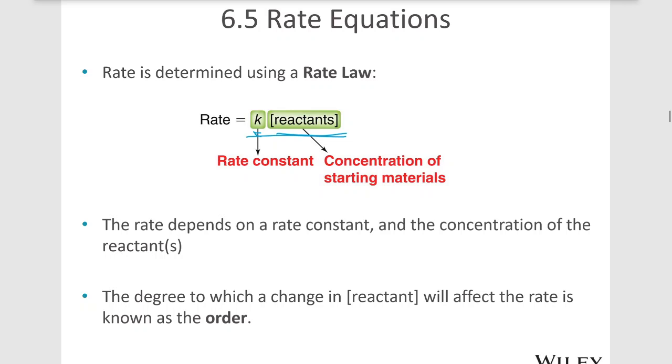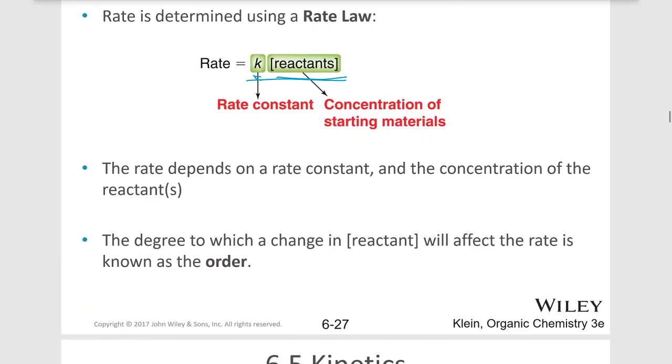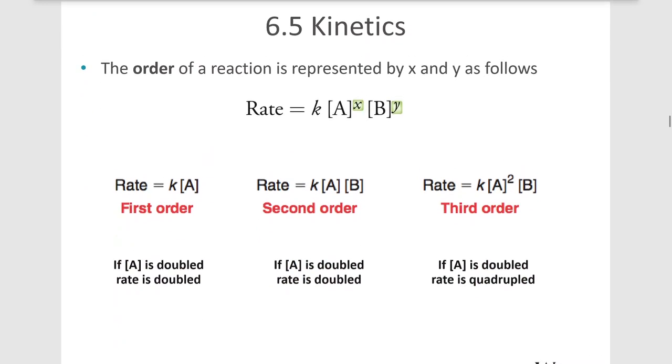So the degree to which a change in reactant will affect the rate is known as the order. Okay, so let's look at what that means. The order of a reaction is represented by the X and Y in the equations here. So in other words, rate is equal to K times the concentration of some A raised to the power of X times the concentration of B raised to the power of Y. Okay, so let's look at some examples of that, so maybe it'll be a little clearer.